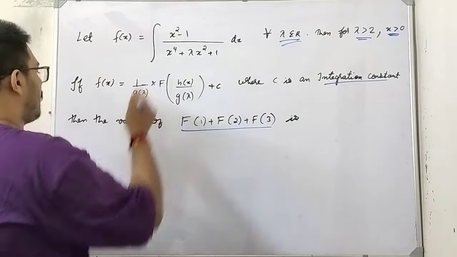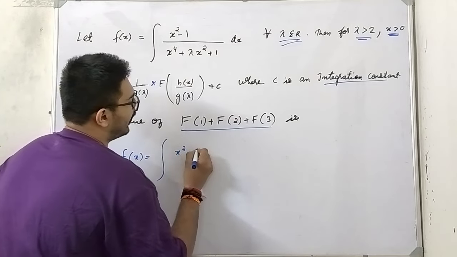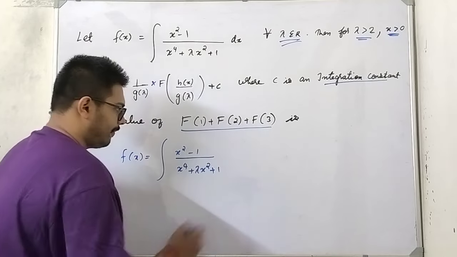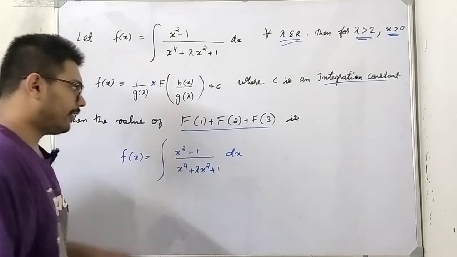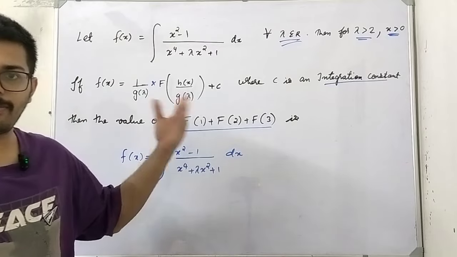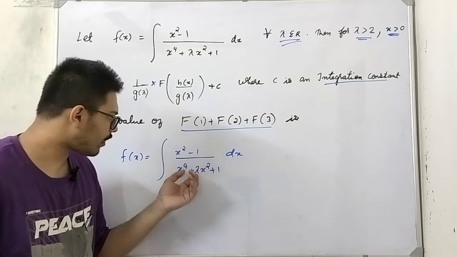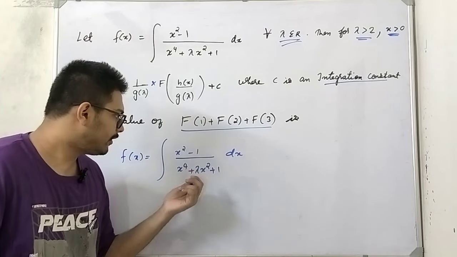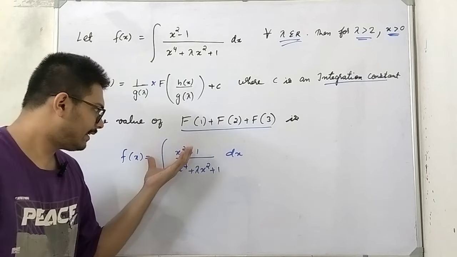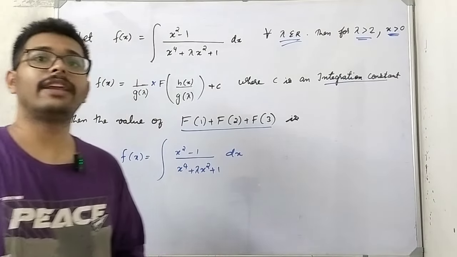Let us integrate this value. f of x equals the integral of x square minus 1 divided by x raised to 4 plus lambda x square plus 1. Whenever you get these kinds of equations, where you see x square minus 1 and x square plus 1, check the denominator, which is made up of x raised to 4 and x square. Take an x square common from the numerator and denominator, then do a substitution, and you will get the answer.